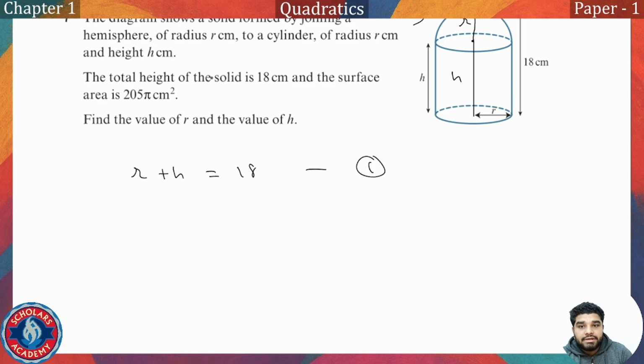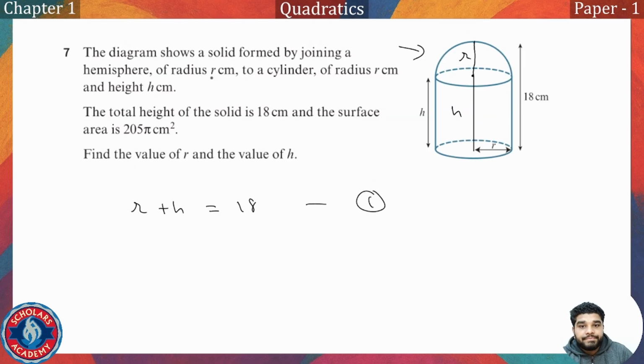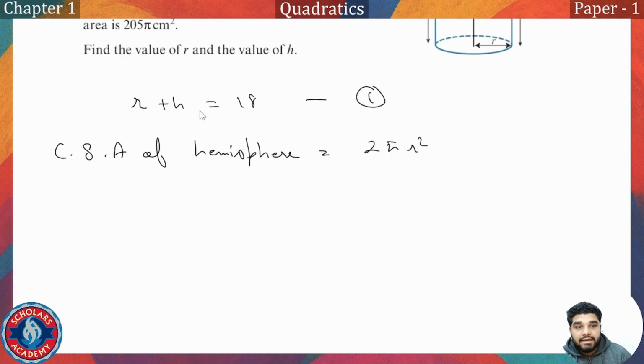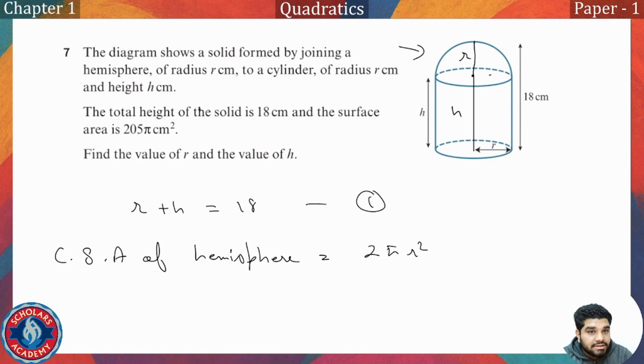So total height we got. Now surface area. So formulas for surface area. The curved surface area, if I want to be precise, curved surface area of hemisphere is equal to 2 pi r square, right? And we will not include this circular disk over here in the circle. We'll take only the lower one and the curved surface area of the cylinder.